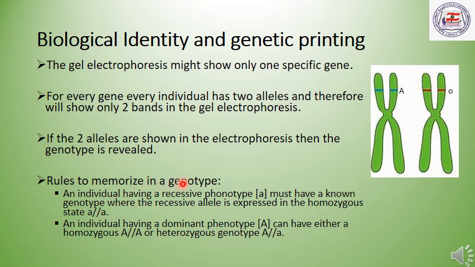Rules to memorize in a genotype. You have to keep this in mind. An individual having a recessive phenotype, small a for example, must have a known genotype, where the recessive allele is expressed in a homozygous state. The genotype in this case would be small a, small a. Another rule says that an individual having a dominant phenotype, capital A, can have either a homozygous, capital A, capital A genotype, or a heterozygous genotype, capital A, small a.